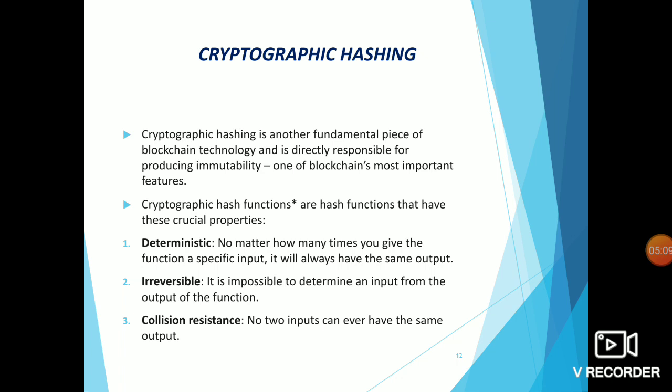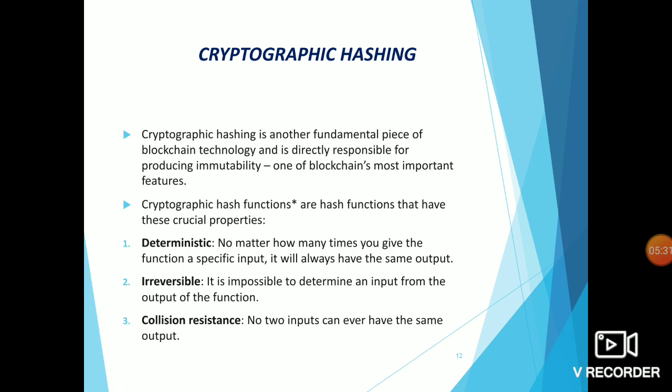Cryptographic hashing. Cryptographic hashing is another fundamental piece of blockchain technology and is directly responsible for producing immutability, one of blockchain's most important features. Cryptographic hash functions have these crucial properties.